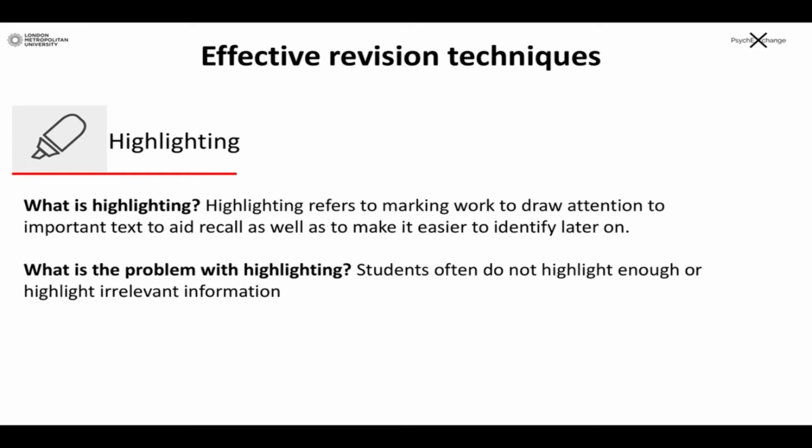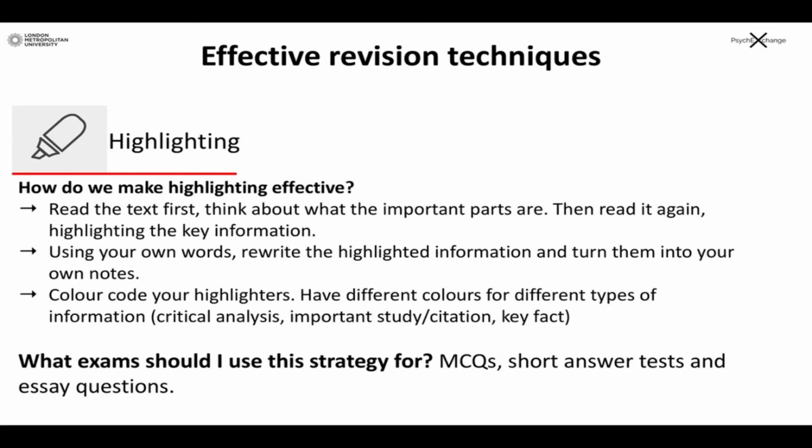Students often don't highlight enough or highlight irrelevant information. Personally, I'm trigger happy with a highlighter, so I highlight too much information, and this takes away from the purpose. So, how do I and how do you make it more effective? Well, the best thing to do is to read the entire text first and then have a think about what the important parts are. This is active.